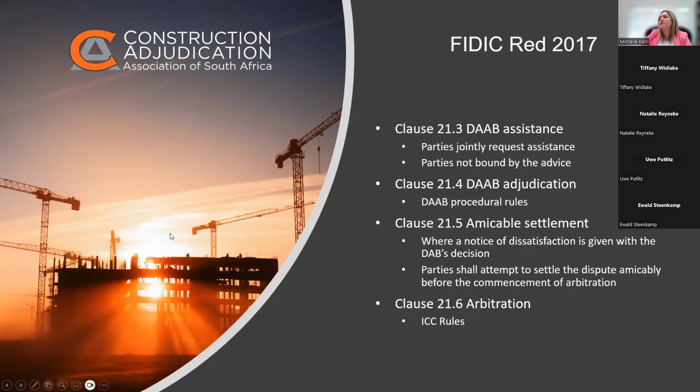Okay, so having a look at how this has changed in the 2017 version, instead of just a DAB, a dispute adjudication board, we've now got a DAAB, a dispute adjudication and avoidance board. So what the parties can do, before they go to adjudication, is jointly approach the board. It does not permit one party to engage with the board. One party can't run off and have private conversations with the board. The parties must jointly approach the DAAB and request assistance or advice.